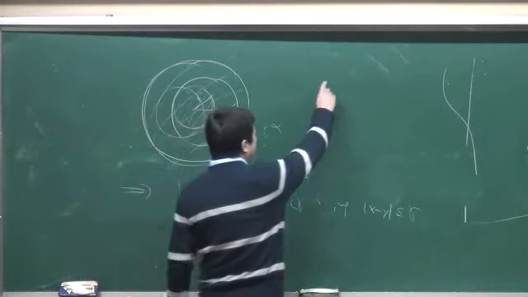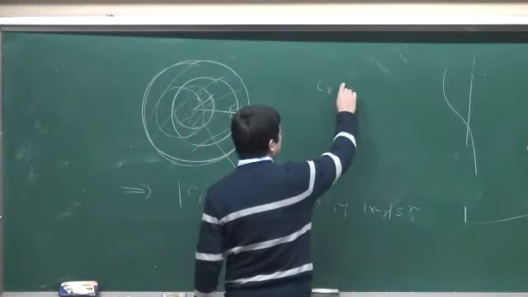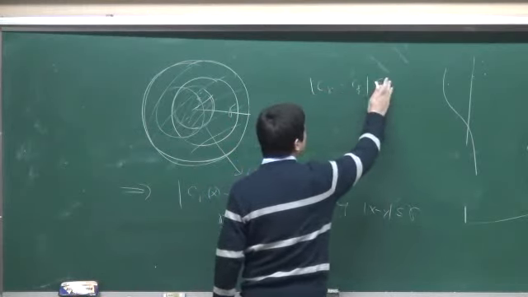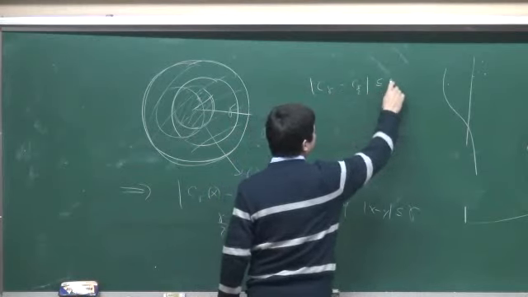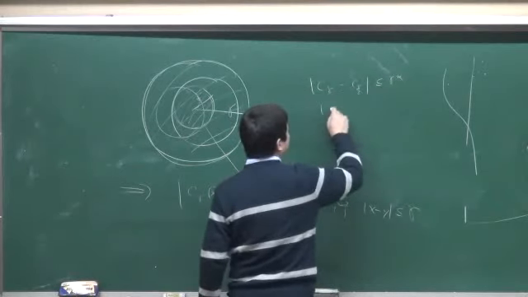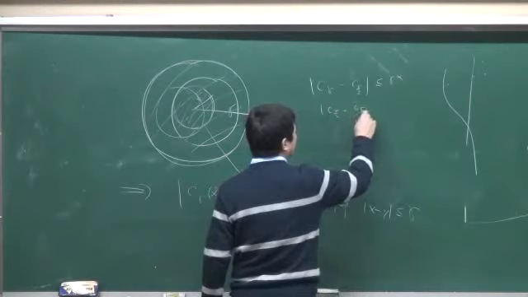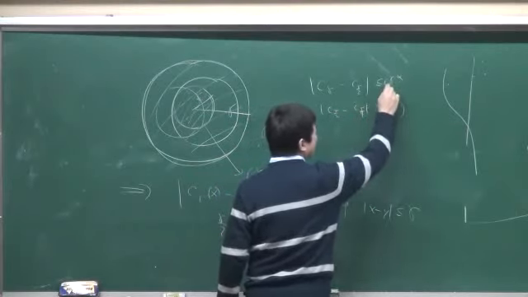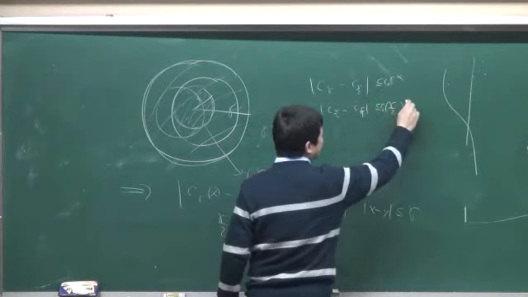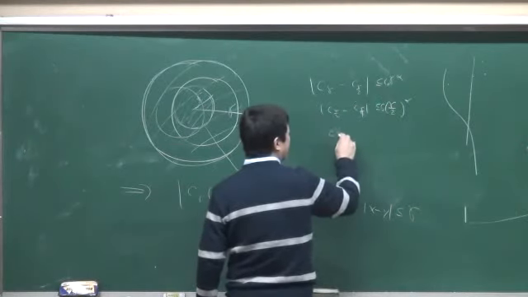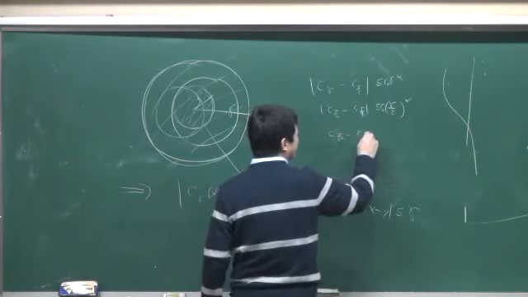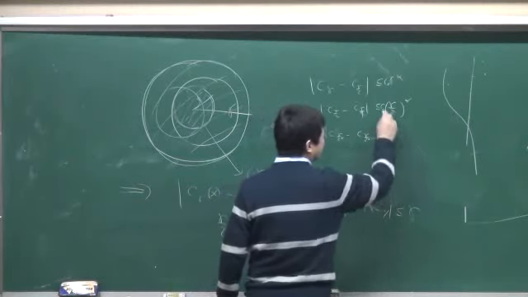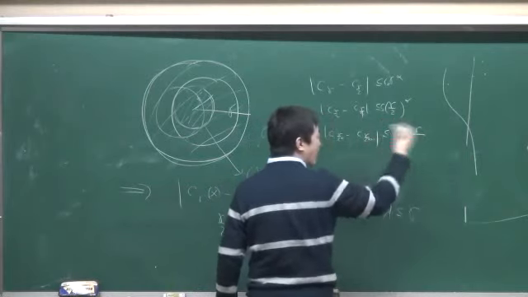You see, CR to CR over 2 is first of all r to the alpha. Then CR over 2 to CR over 4 is r to the alpha, the same constant here, alpha. Then you get CR over 2^k minus CR over 2^(k+1) less or equal to C, the same. You do it in all scales.